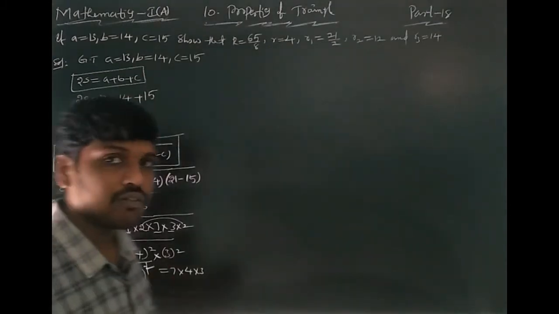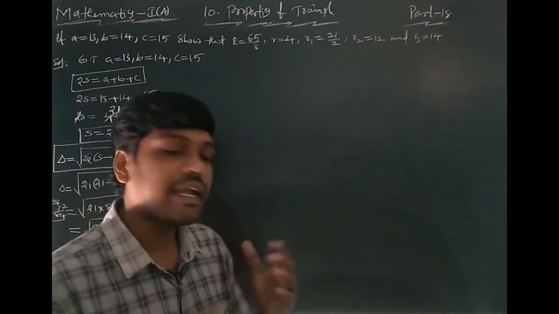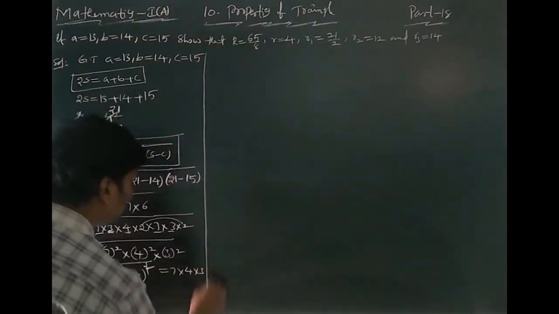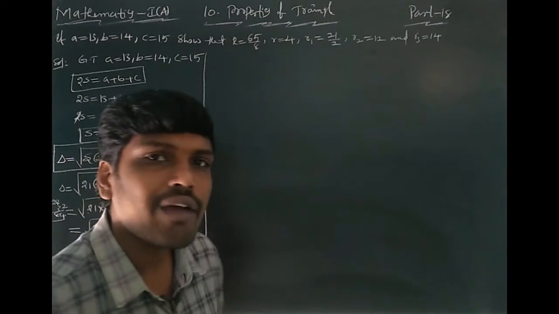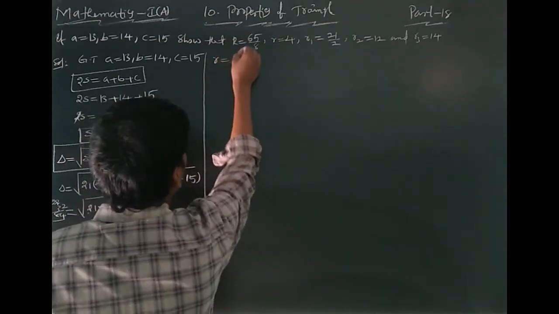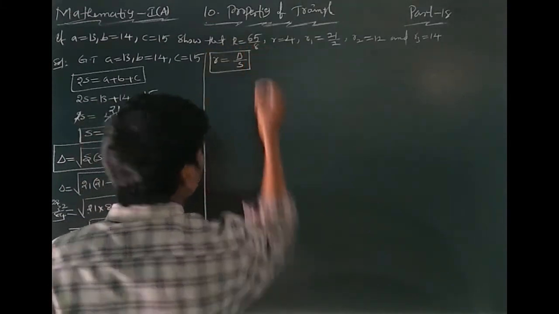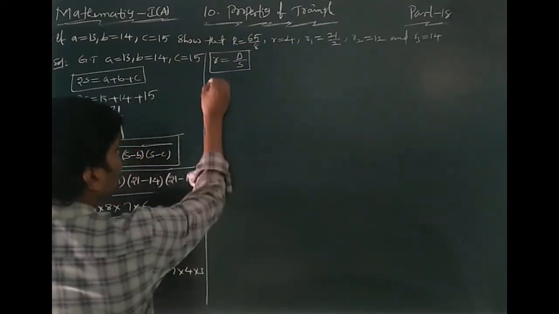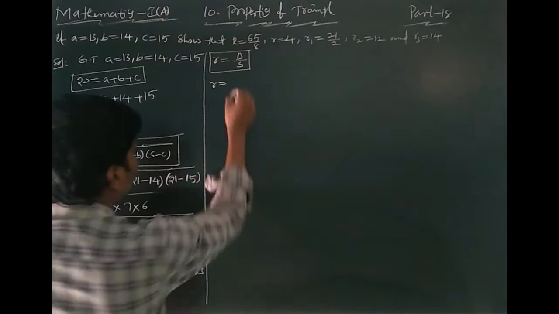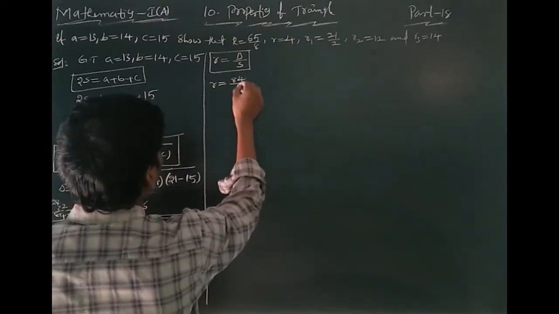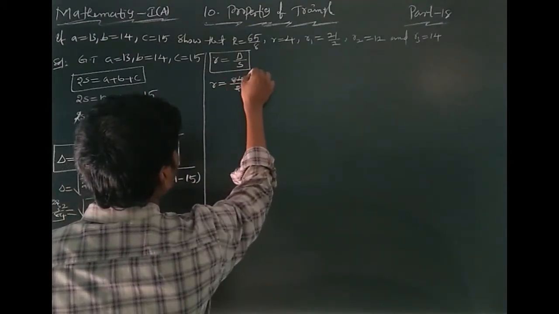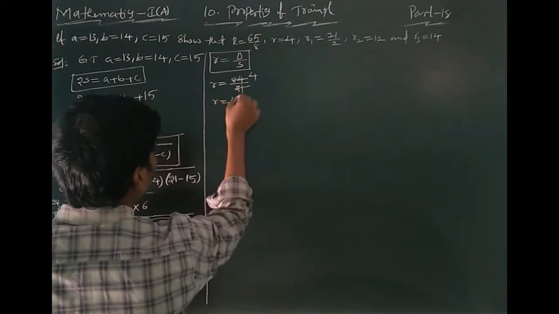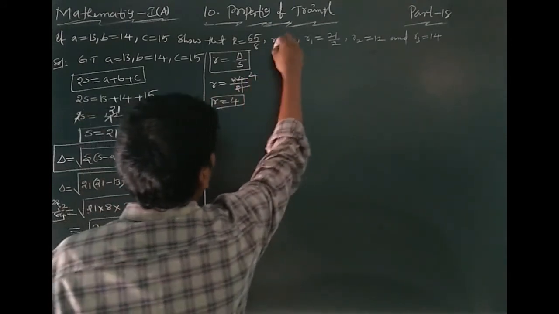S value is 21, delta value is 84. By the relation between s and delta, you know the formula for the inradius: small r equals delta by s. Is the formula there or not, students? This is the incircle. r equals delta value 84 by s value 21. 21 fours are 84, so r value is 4. r value is 4, completed.